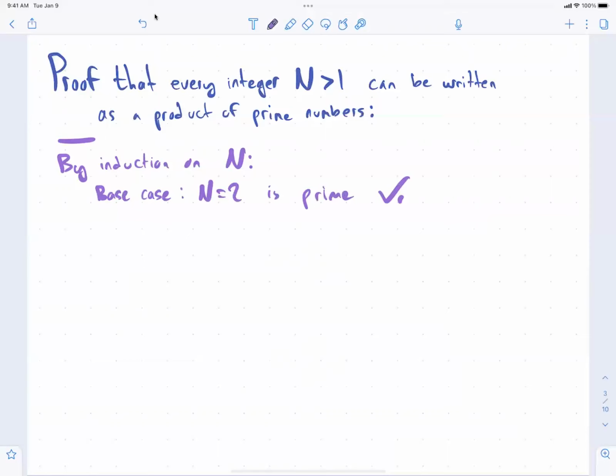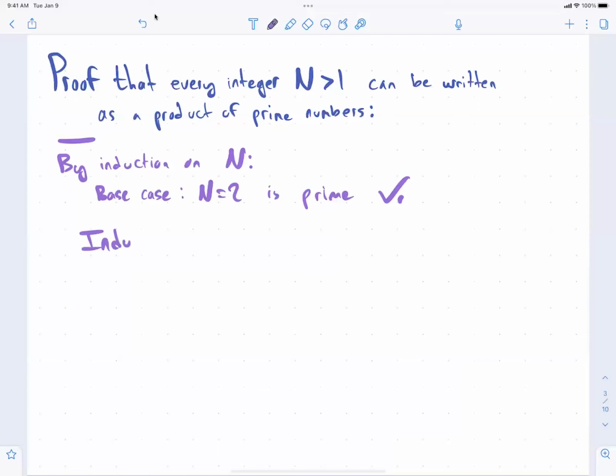Well, 2 is prime. It's only divisible by 2 and 1, because those are the only numbers less than or equal to 2. It's prime by definition; its only divisors are 1 and itself. Good. And so if you're prime, then in particular you're a product of prime numbers, a product of one prime number. Good. So then let's do the inductive step.